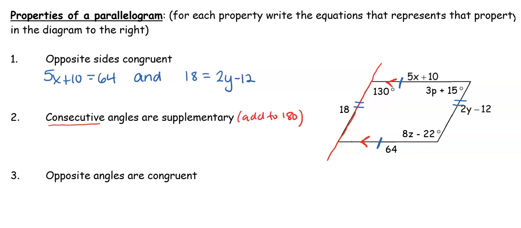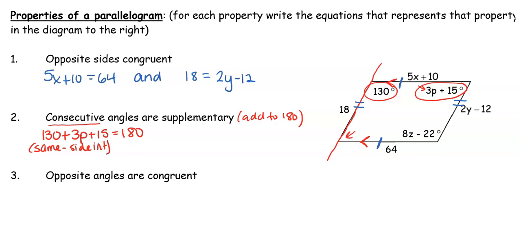And I can do that same thing around the entire diagram. So one equation I could set up, consecutive. So 130, if I'm looking at 130, consecutive means the angle next to it. Down here, this angle is next to it, but I don't know what that angle is. This angle right here is also next to it. So consecutive angle supplementary, I would do 130 plus 3p plus 15 is equal to 180. That's how I show that same side interior relationship.